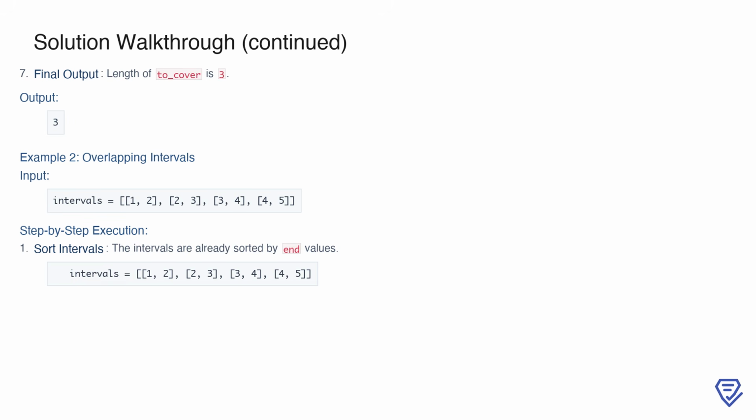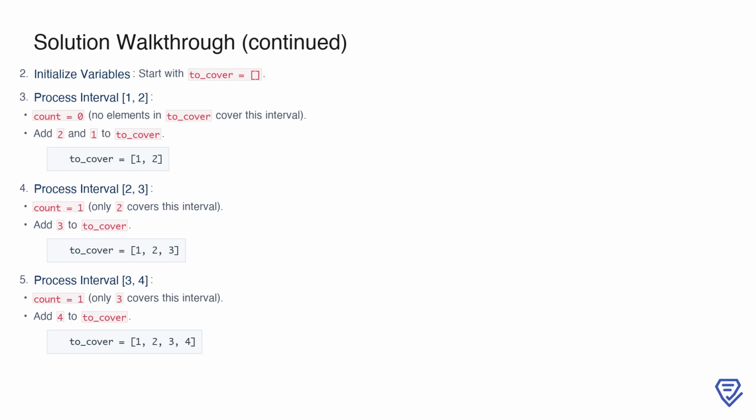Moving to another example, we now consider a case with overlapping intervals [1,2], [2,3], [3,4], [4,5]. These intervals are already sorted by their end values, so no additional sorting is needed. We proceed to initialize to_cover as an empty list. For the first interval, [1,2], no elements in to_cover cover it, so the count is 0. We add two elements, 2 and 1, starting from the end and moving backward. Now, to_cover is 1, 2.